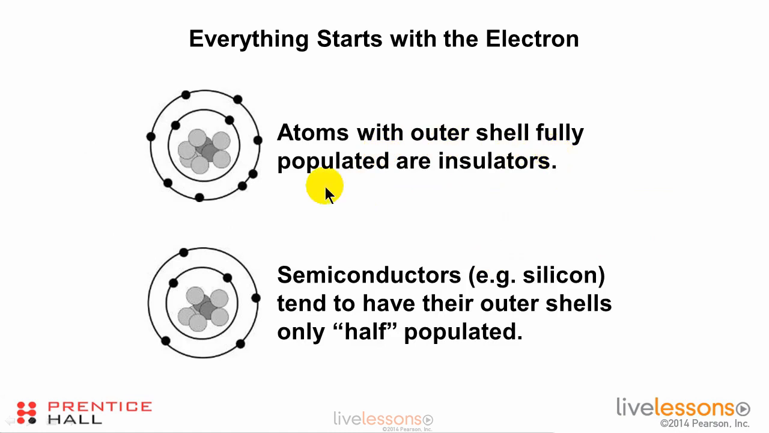Atoms with the outer shell fully populated, like this, are insulators, at least tend to be insulators. And semiconductors, for example, silicon, tend to have their outer shells only half populated. Here we show an atom with only 4 electrons in the outer shell, where there is a capacity for 8. It's not a good conductor, but it's not a good insulator either.